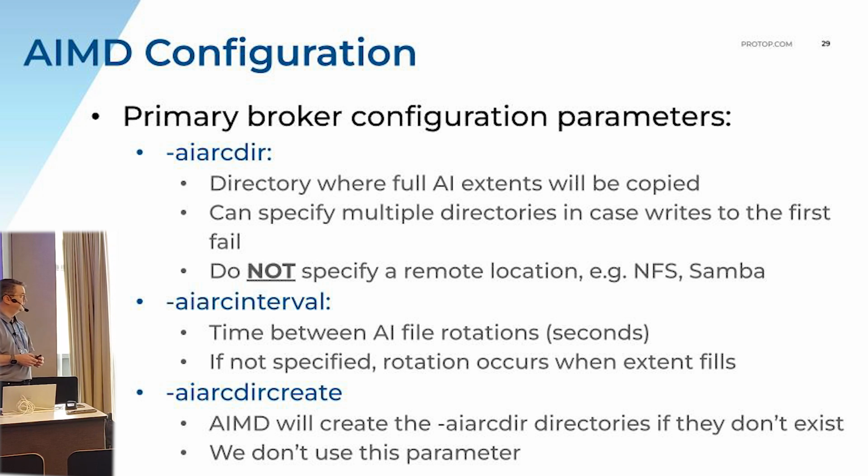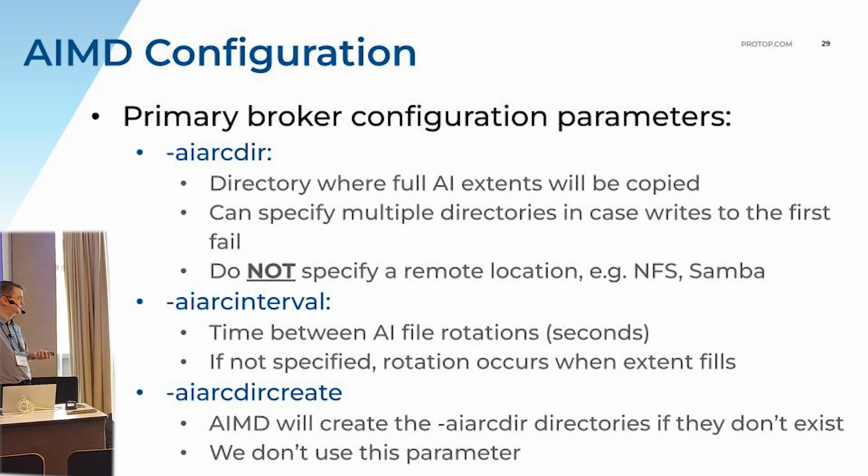The AI ArcDir is where we're going to copy the files. Again, make sure it's a local file system. The AI arc interval is the time interval between rotations if you're doing it on a timed basis. And we'll show you in a little bit in the monitoring section how you can tell how you're configured right now.